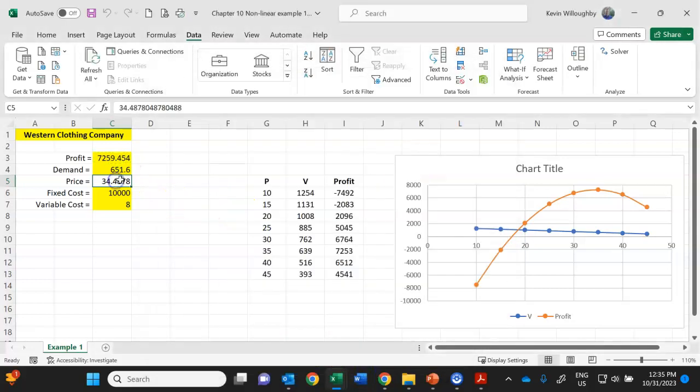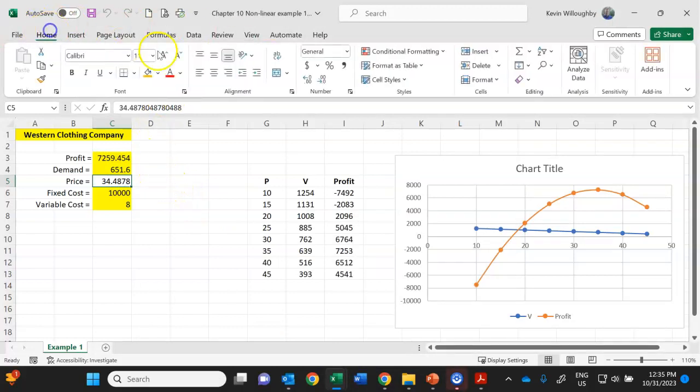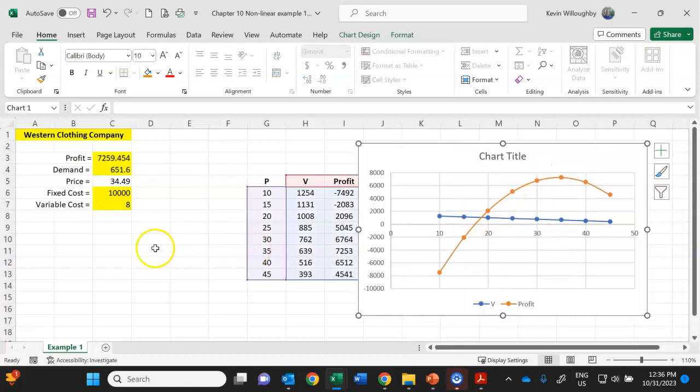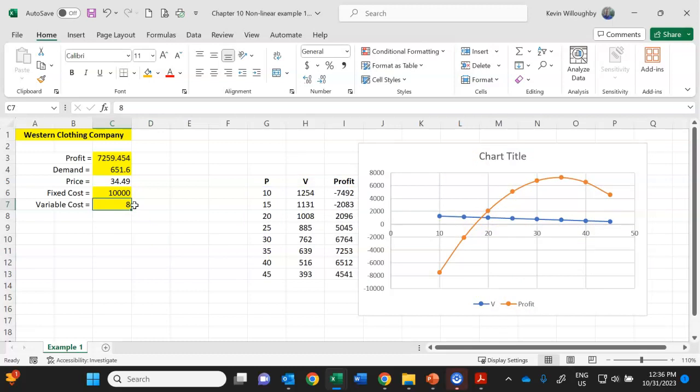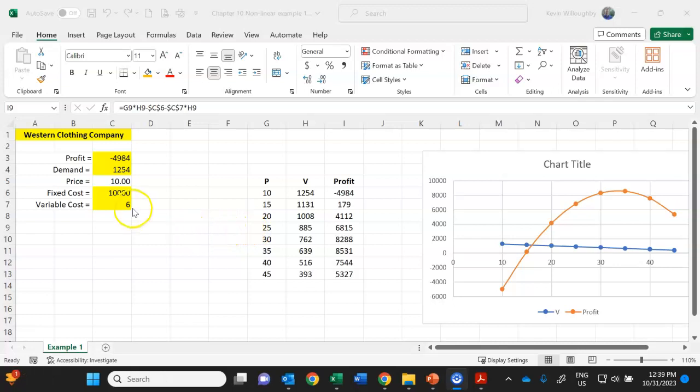We get this price there, 34.4878. So basically, you know, to the nearest penny, $34.49. The good thing with this is that if our, say, variable costs were to decrease, we could just change this one value here. You'll notice that in the table and in the graph, our values will change as well. So our variable costs, say we're able to produce the product for cheaper, so $6 instead of $8. Our costs change, as you can see there.